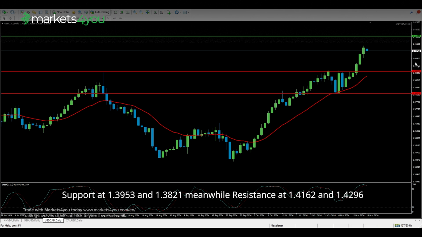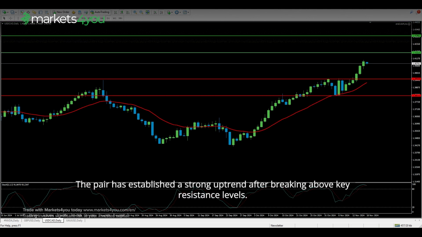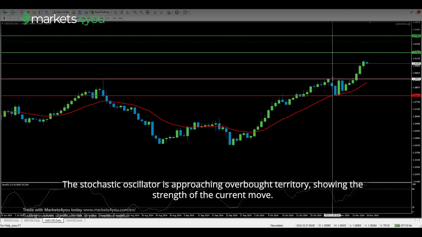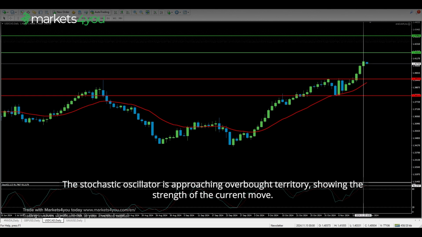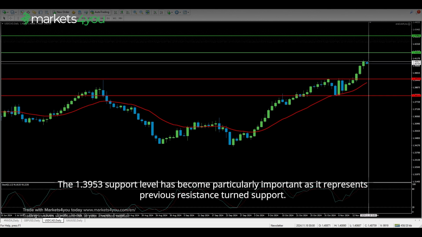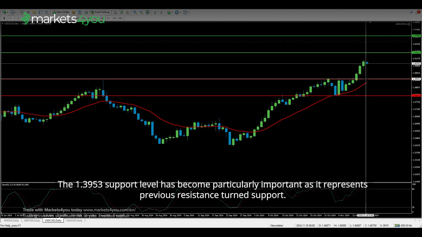Key levels to watch for US dollar to Canadian dollar are support at 1.3953 and 1.3821, meanwhile resistance at 1.4162 and 1.4296. The pair has established a strong uptrend after breaking above key resistance levels. The stochastic oscillator is approaching overbought territory, showing the strength of the current move. The 1.3953 support level has become particularly important as it represents previous resistance turned support.